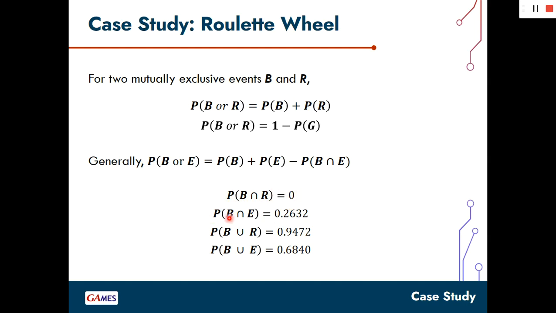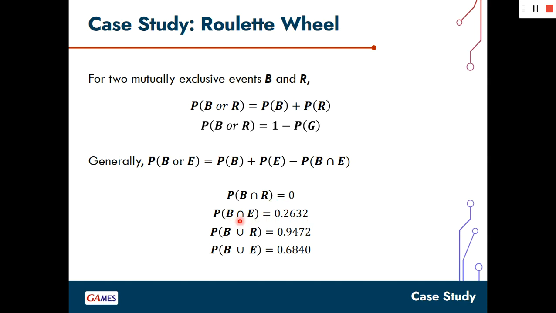Now the probability of a black event and an even event, the probability that an event is black or an event is even, that is actually possible. That could happen because you have some black pockets that are even, and so the probability of this is the result that we computed earlier.